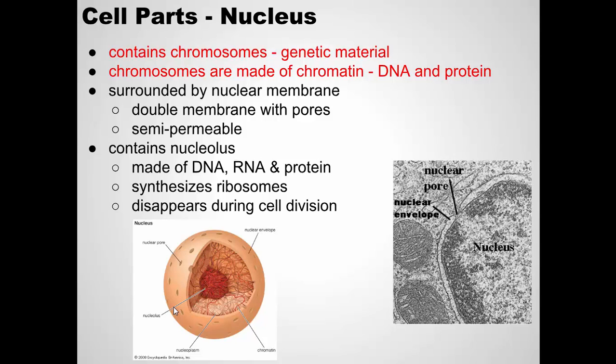So here you see an electron microscope image of a nucleus. You see the nuclear membrane, sometimes called the nuclear envelope. And you also see that there are these sort of holes in it, these tiny little pores, they're called, because things need to move in and out of the nucleus. Things like messenger RNA and ribosomes, enzymes.